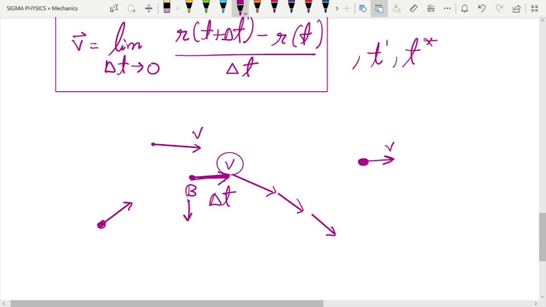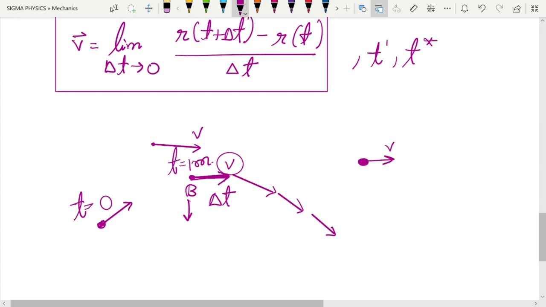Let's say when you started your stopwatch, the time always starts from t equal to 0. So when you have thrown the ball, the time has started from 0. But let's say after 1 minute, the ball reaches here, right? After t equal to 1 minute, the ball reaches here. Then the instantaneous velocity is the velocity of the body which it has at t equal to 1 minute, right? Or t equal to 2 minute, or t equal to 3 minute, right?